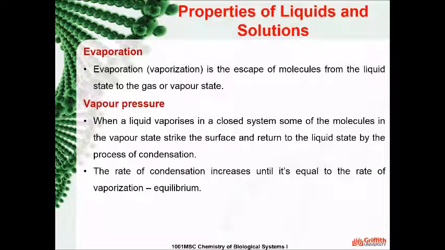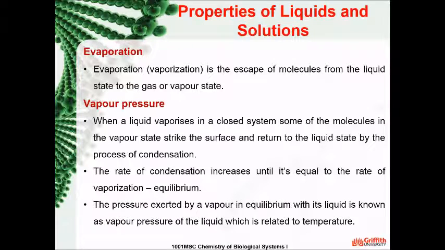The rate of condensation increases until it is equal to the rate of vaporization to reach an equilibrium. The pressure exerted by a vapor in equilibrium with its liquid is known as the vapor pressure of the liquid. The vapor pressure of a liquid is a function of temperature.